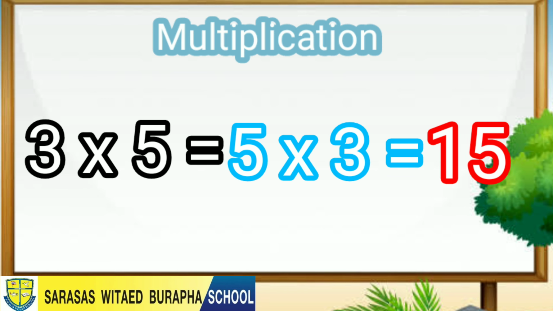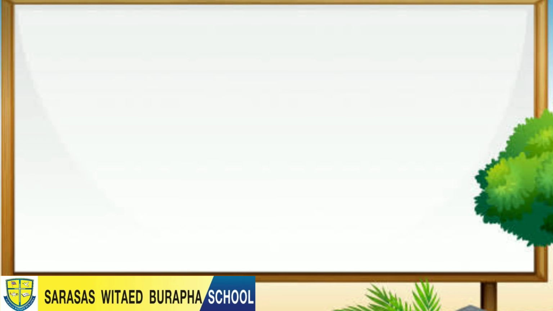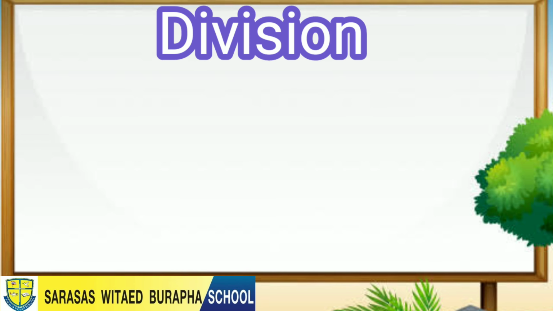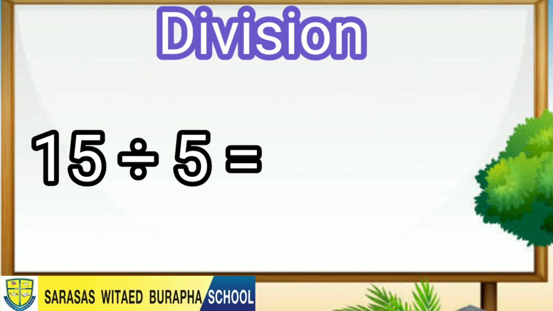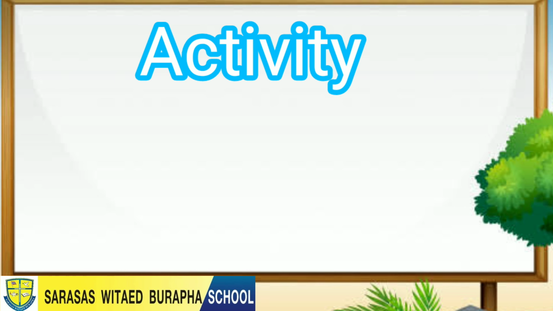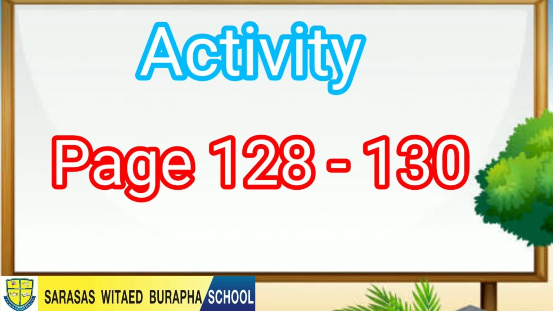15 pencils. Very good. Now, in the division, you can write it down as 15 divided by 3 is equal to 5, or 15 divided by 5 is equal to what? Very good, equal to 3. Very good. Now, for our activities today, we're going to answer from page 128 until page 130.